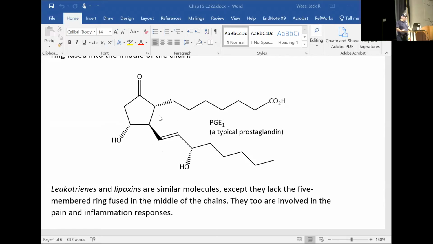What makes them different is that prostaglandins have this 5-membered ring fused in the middle of the chain, whereas leukotrienes and lipoxins don't. You could maybe imagine what this would look like with this bond broken and replaced with bonds to hydrogen. Then you would probably have something similar to a leukotriene or a lipoxin. So that's at least my understanding.